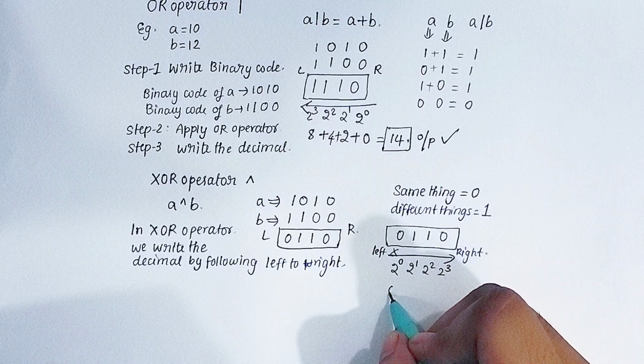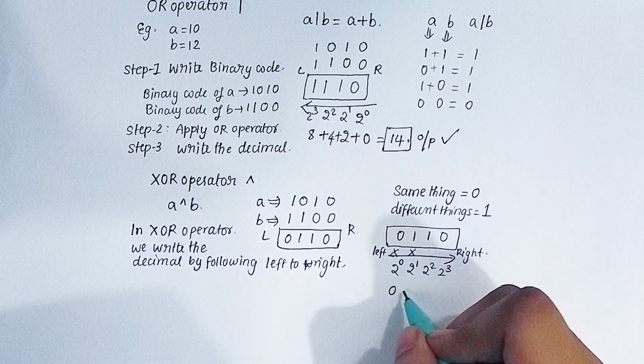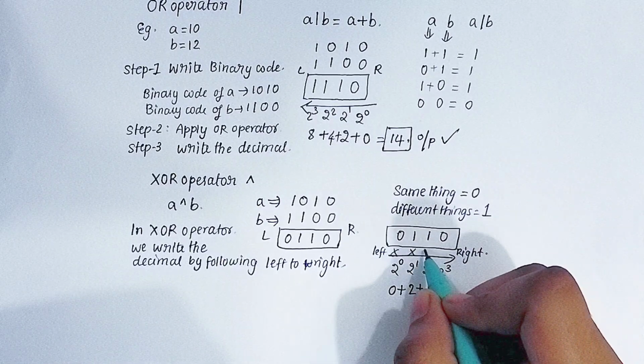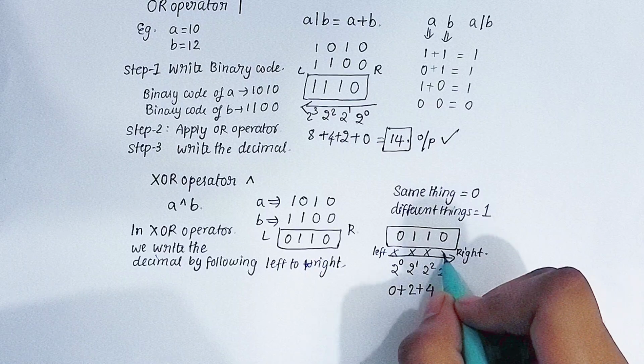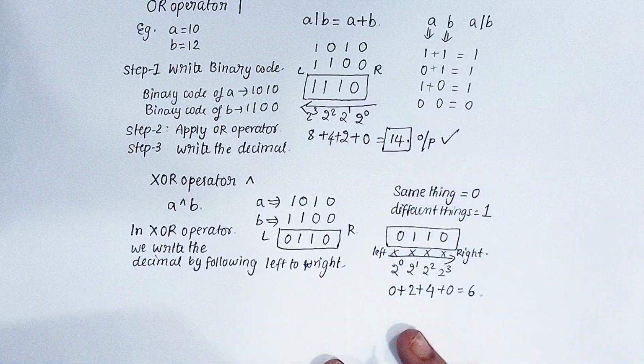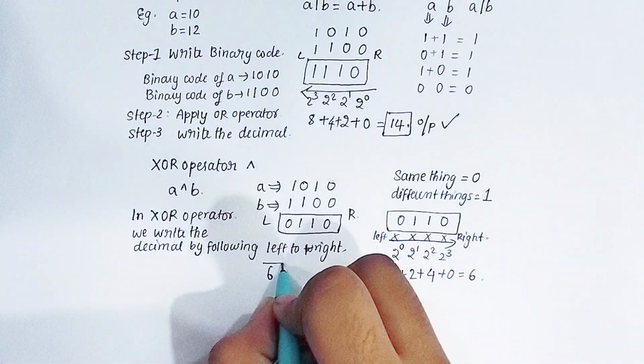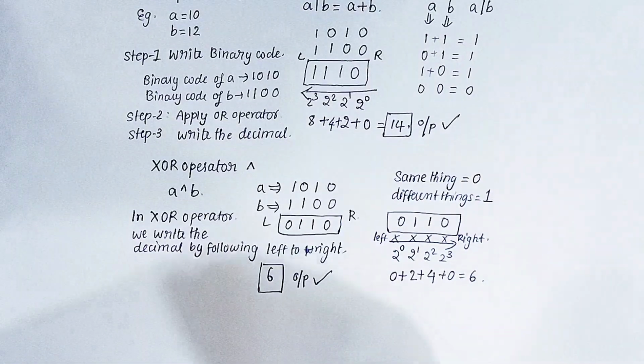Now same procedure, just write it. You get 1 plus 2, and then plus 4 into 1, and then 2 cube, 8 into 0, nothing but 0. So you'll get 6. So 6 should be our output, and it will be.